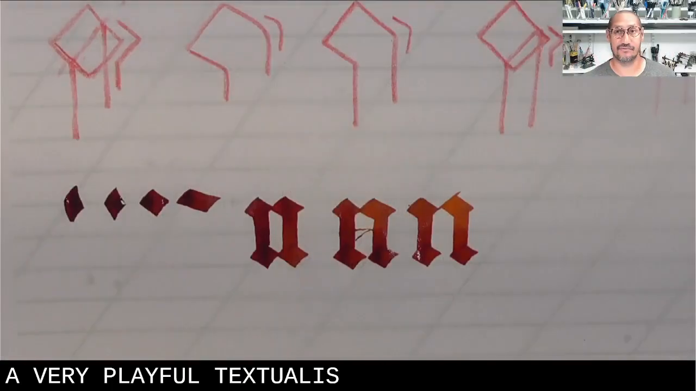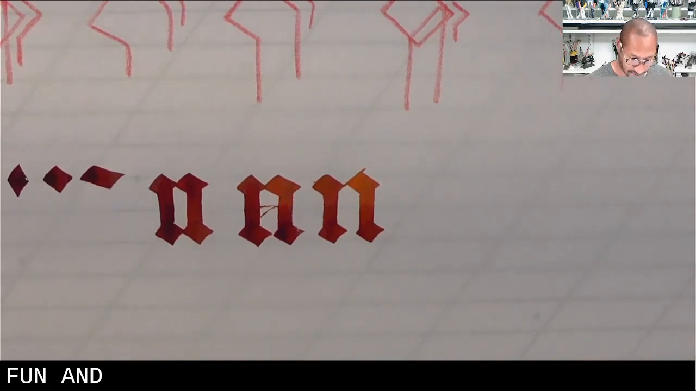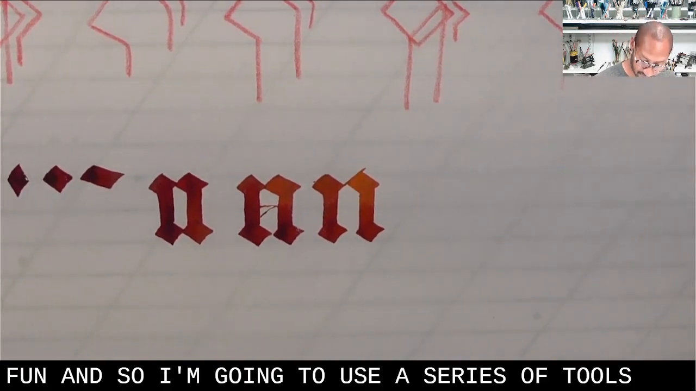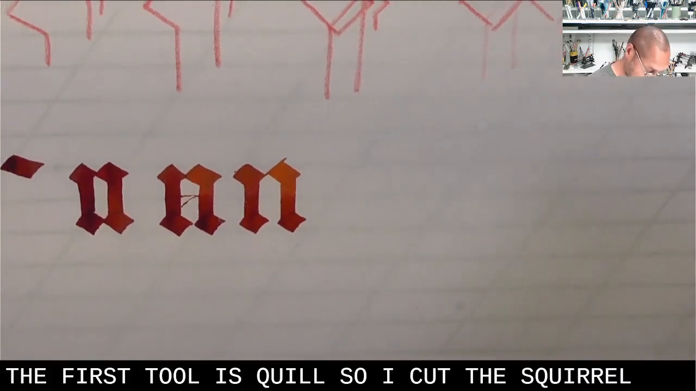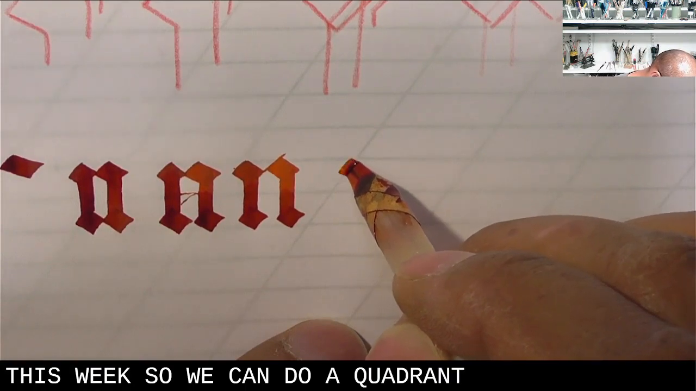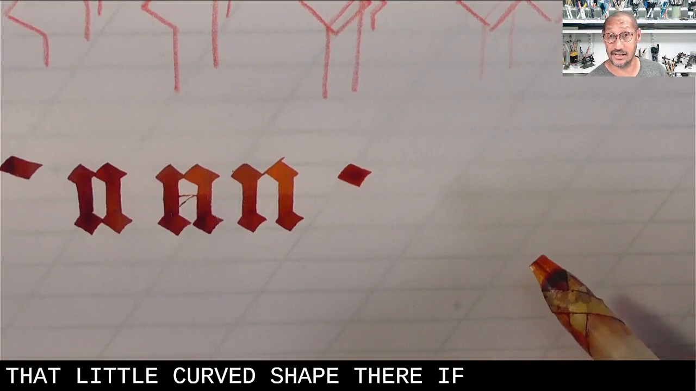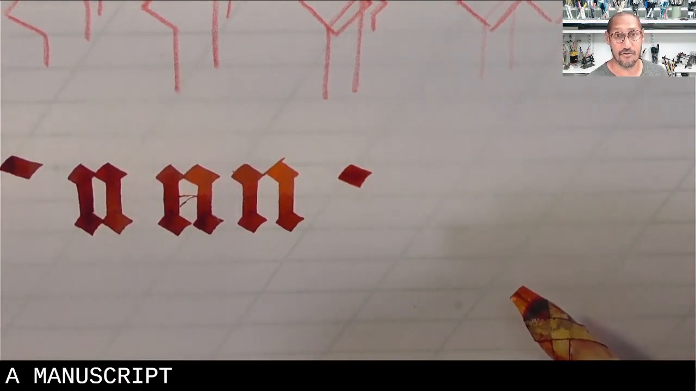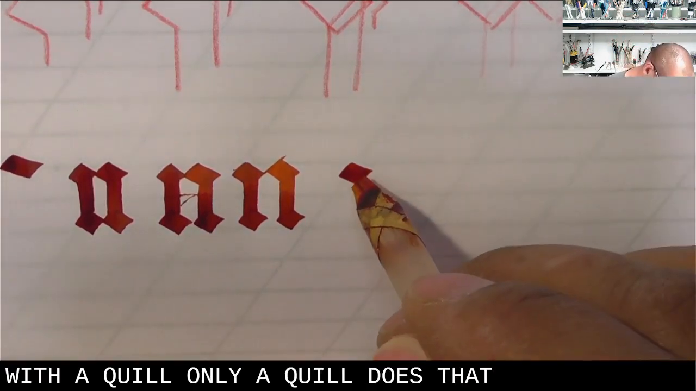Now, I'm going to show you a very playful Textualis, which is really quite fun. So I'm going to use a series of tools. The first tool is the quill. So I cut this quill this week. So we can do a quadrant. See that little curved shape there? You see that in a manuscript. Know that this script was written with a quill. Only a quill does that.